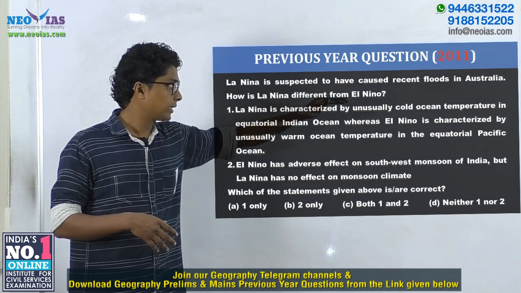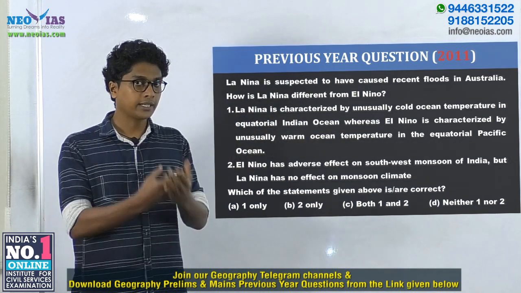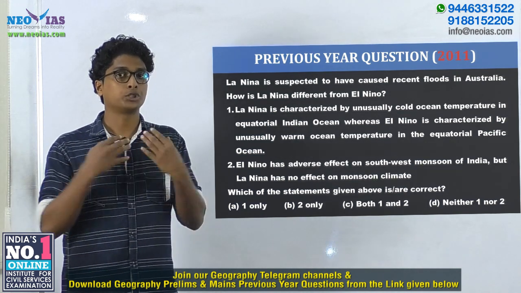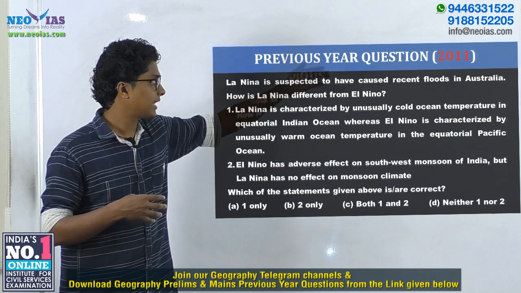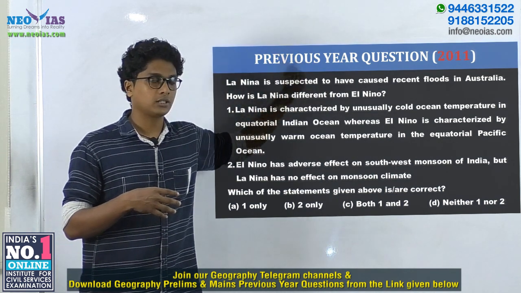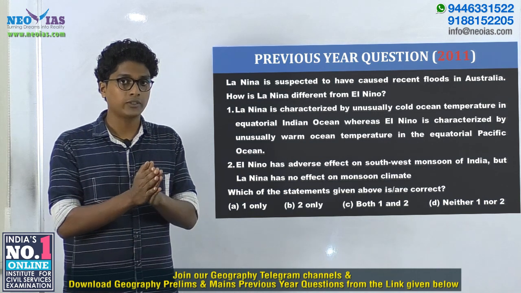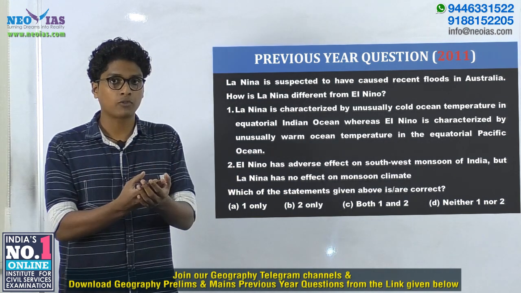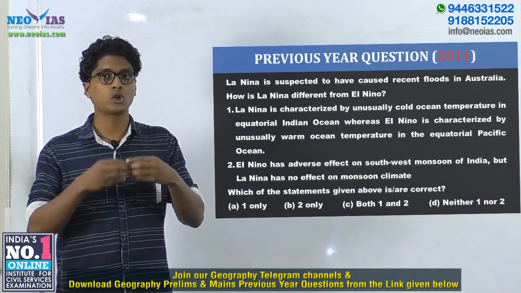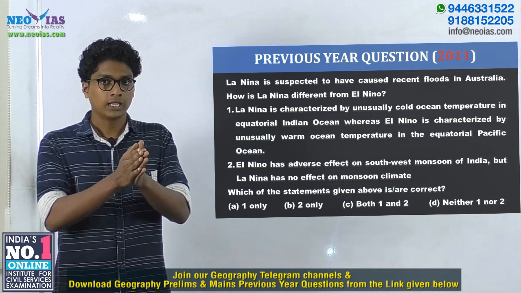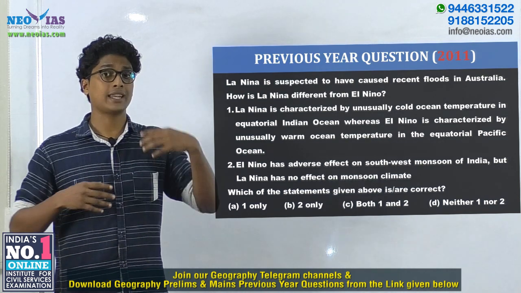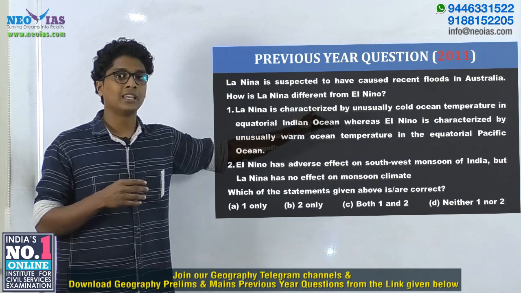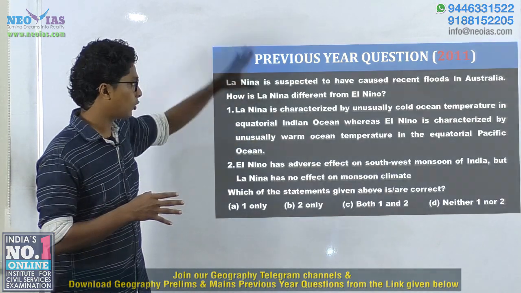Notice that this is a current affairs question. The general tendency is that whenever weather events are in the news, we'll have questions coming from these events. In 2011 it was asked because El Nino and La Nina were in the news. Same way this year, there are various weather forecasts and predictions that it's going to be an El Nino year. So you can expect a question for your 2019 prelims based on El Nino or La Nina. So prepare this topic thoroughly.